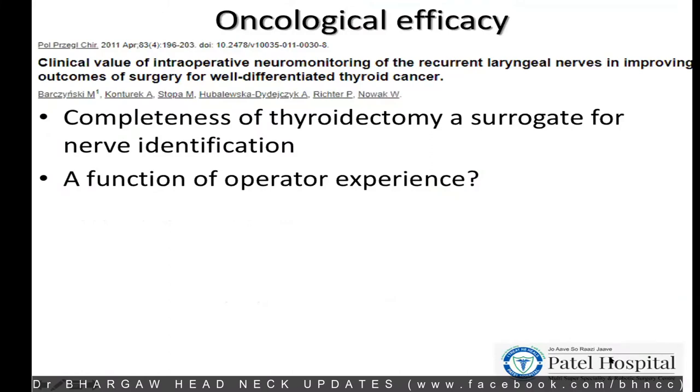In this paper, we know, and this is not a direct neuromonitoring paper, that completeness of thyroidectomy was a surrogate for nerve identification. So the nerve has to be identified regardless. Oncological efficacy should not be used as a reason for you to use nerve monitoring. Nerve monitoring and the indications thereof would be dictated by other factors altogether.